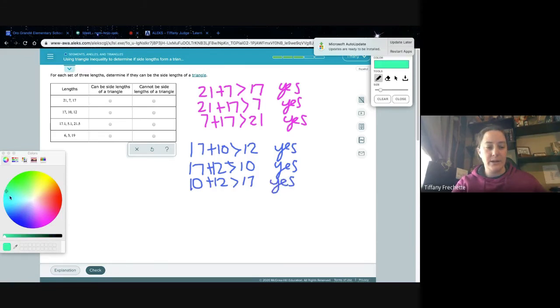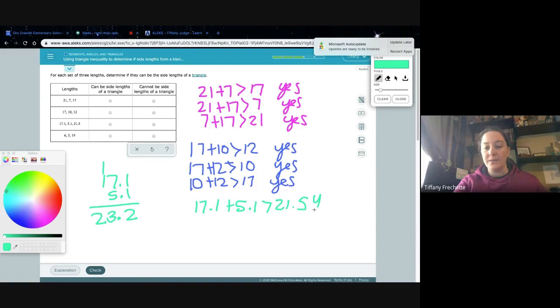All right, let's go with kind of green blue here. 17.1 plus 5.1 is greater than 21.5. So we need to test this out. 17.1 plus 5.1, I get 23.2, which is bigger than 21.5, so I have a yes. And then I have 17.1 plus 21.5 is greater than 5.1. So even though they're decimals, we know that 17 and 21 are bigger than 5. So no matter what happens, if I add them together, I'm going to get a yes.